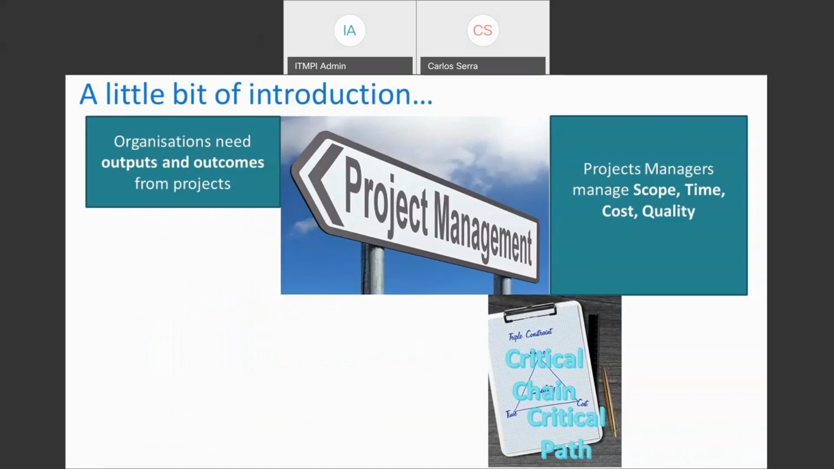All right, so let's now start today's presentation with a little bit of an introduction. Let's think about a project manager who started their career a couple of decades ago. They learned that organizations need outputs and outcomes from projects. Therefore, at that point, the project manager's job was mainly to manage things like scope, time, cost, and quality in order to deliver what the organizations needed. This was called the Triple Constraint.